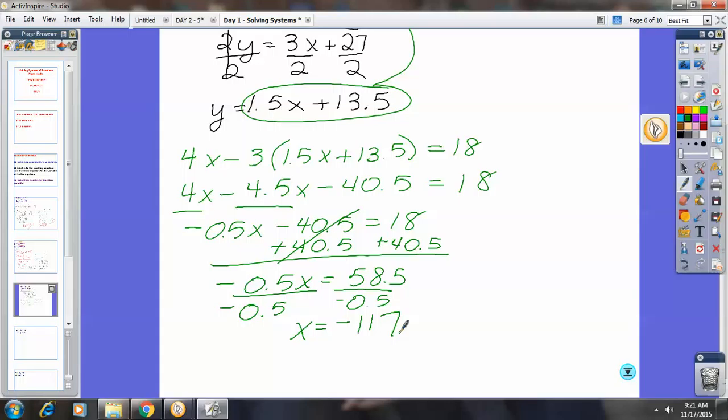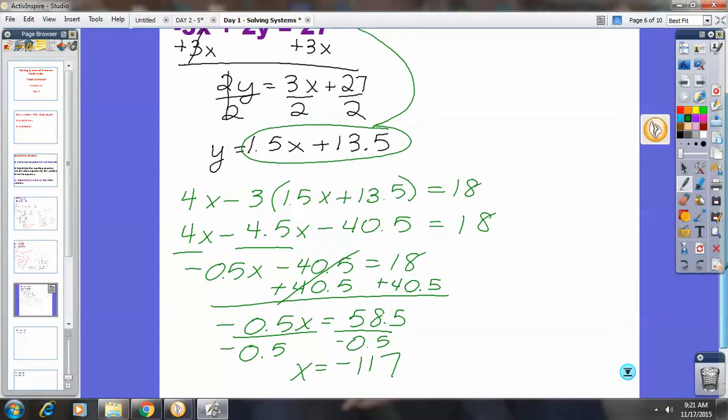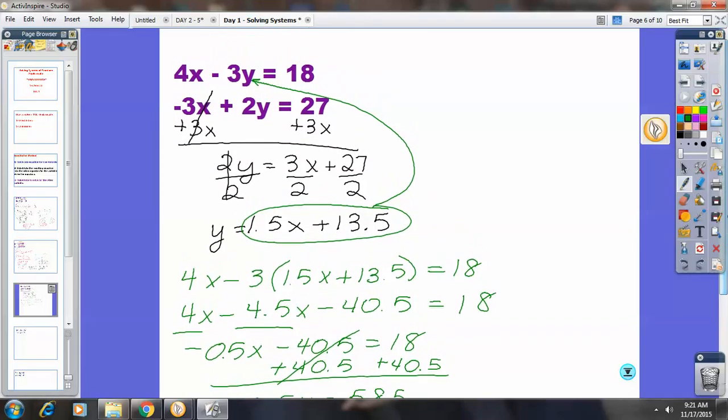Okay, so now we need to find y. You can substitute negative 117 into whatever equation you want. This would be an okay equation, this one would be fine, but I'm going to pick this one right here. I've already got y by itself, it's just going to be a matter of plugging in negative 117 for x. So y equals 1.5 times negative 117 plus 13.5.